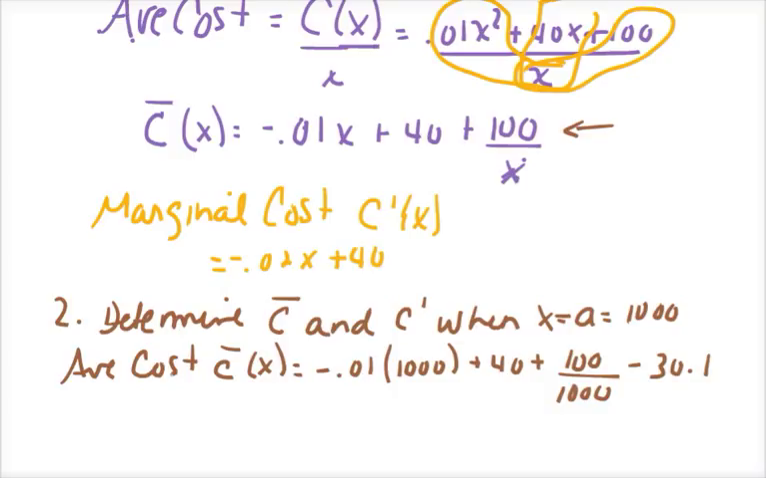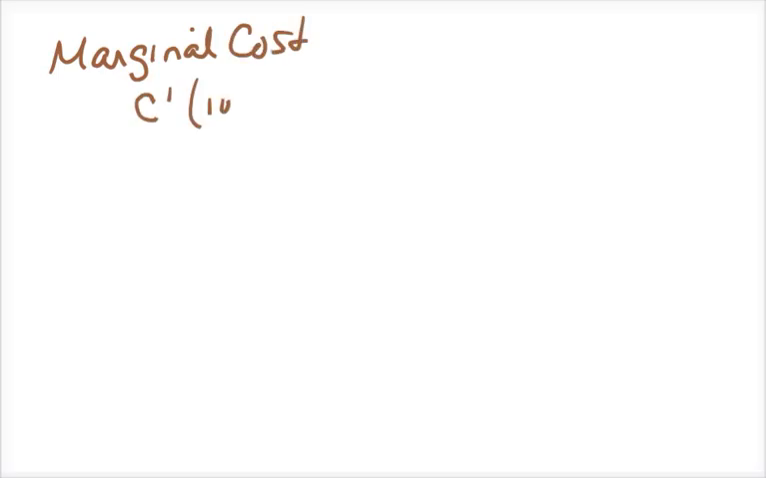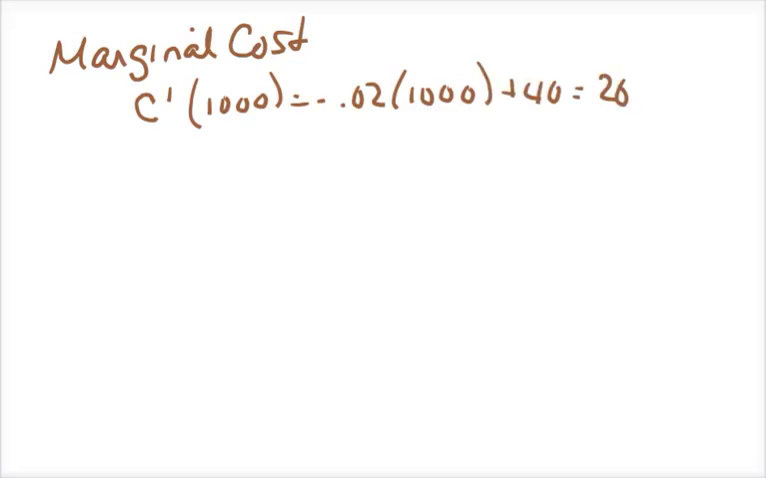And then the marginal cost, I guess I ran out of scrolling space. We're going to have to scroll over, page over. So that was the average cost. The marginal cost is C prime evaluated at 1,000. So this was negative 0.02 times 1,000 plus 40 equals 20. And your last step was to interpret the values that you found in step 2. So interpret the marginal cost and interpret the average cost.